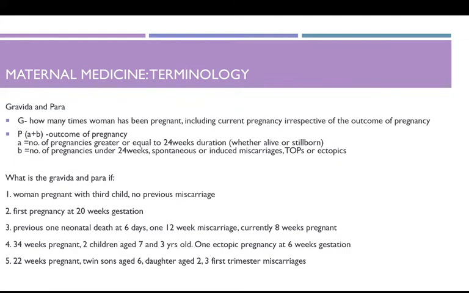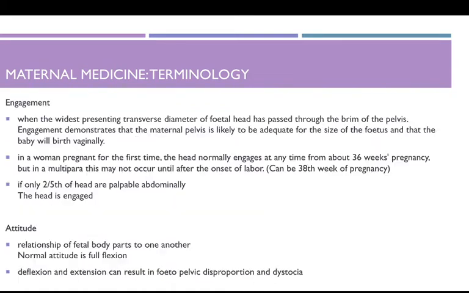Okay, so the 5th one: a woman is 22 weeks pregnant currently, she has twin sons aged 6, she has a daughter aged 2, and she had 3 first trimester miscarriages. The 3 first trimester miscarriages is the easier part to work out, so you know that B is going to equal 3. She had twin sons aged 6 and a daughter aged 2. However, even though she gave birth to twin sons, so she had 2 sons and 1 daughter, it was only 2 pregnancies. So A equals 2, and she's currently pregnant, so gravida would equal 6.